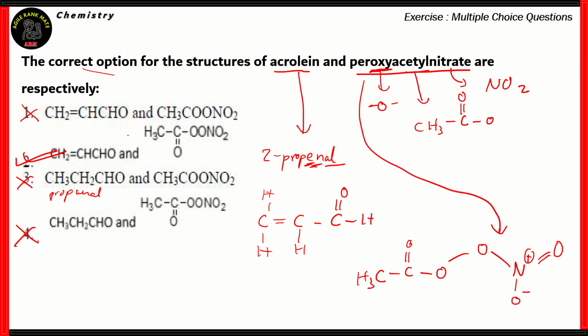So the correct option for both acrolein and peroxyacetyl nitrate turns out to be option 2. Option 1 has the second structure wrong. Option 3 and 4 have the first structure wrong. So therefore, option 2 turns out to be the right option.